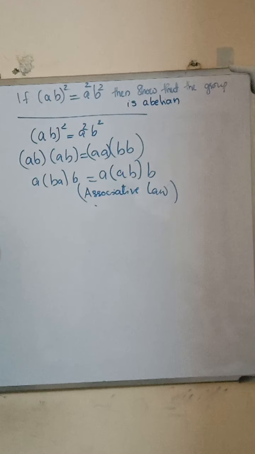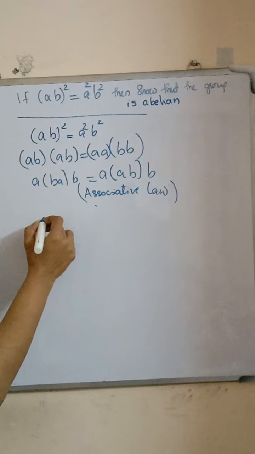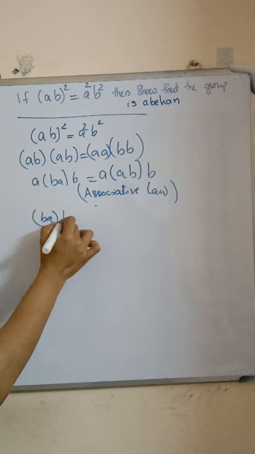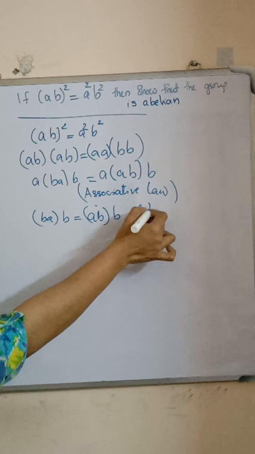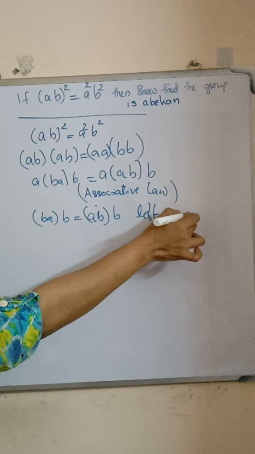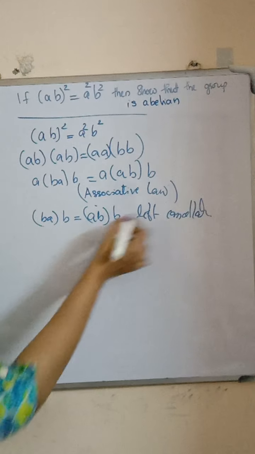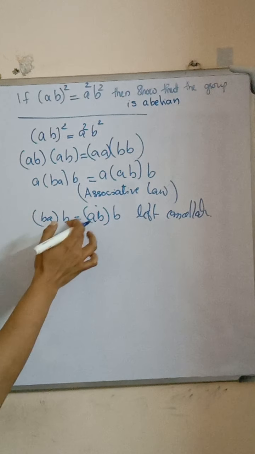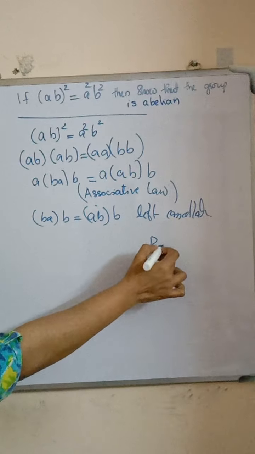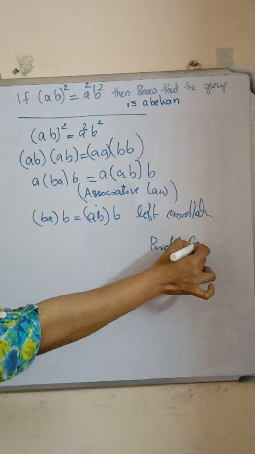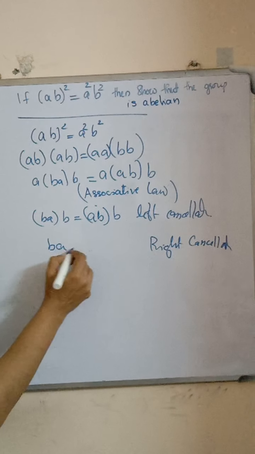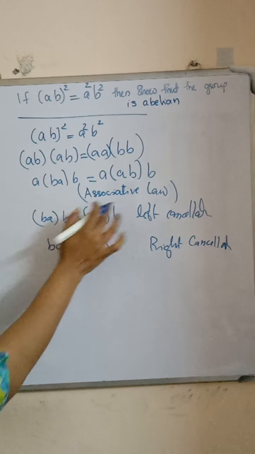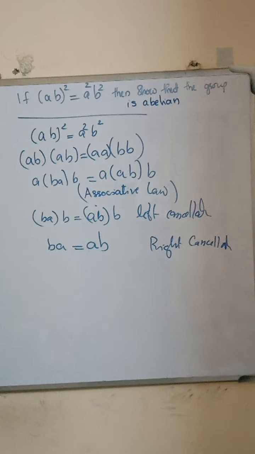By left cancellation, we cancel out A from the left. We get BA into B equals AB into B using left cancellation. Then using right cancellation, we cancel out B from the right. We get BA is equal to AB. Hence, the group is abelian.